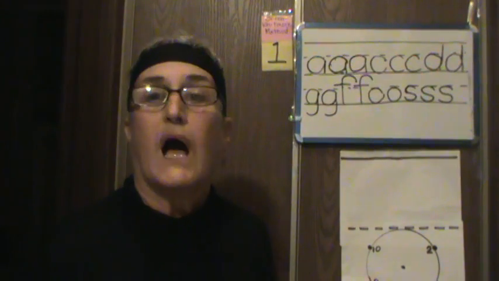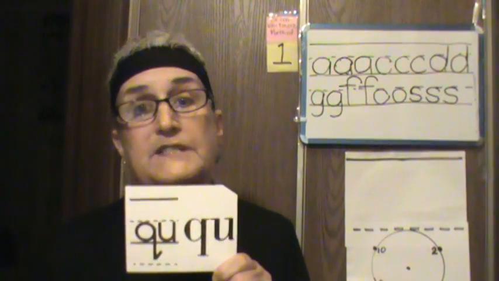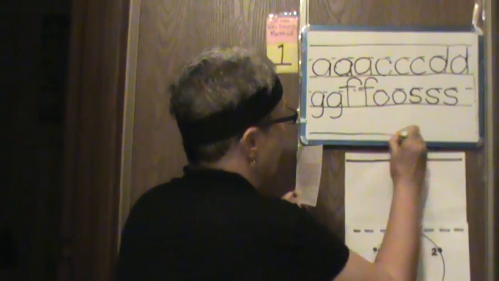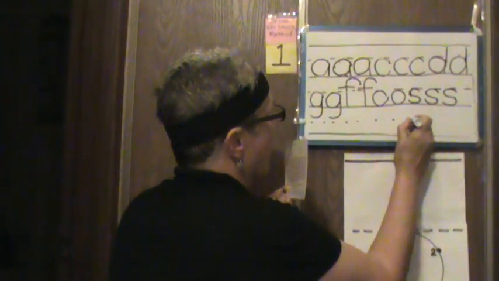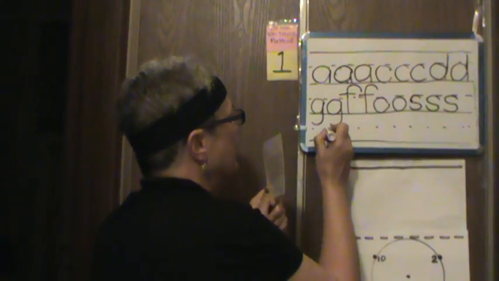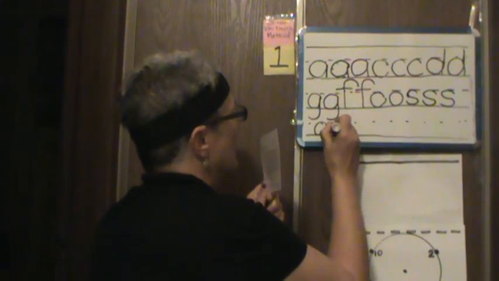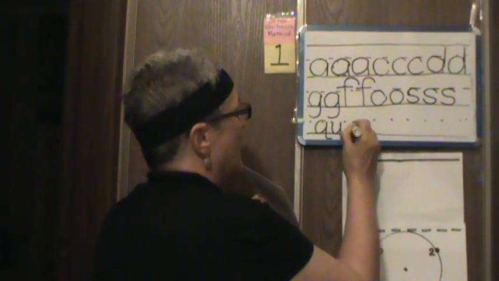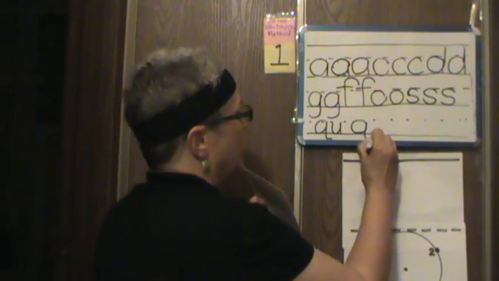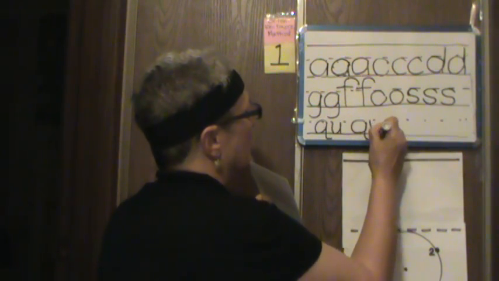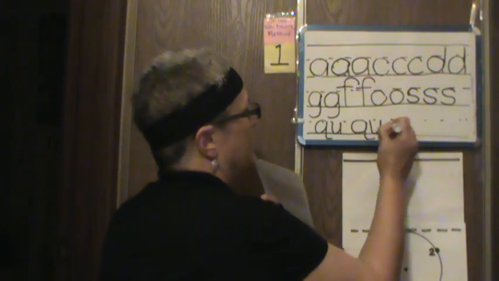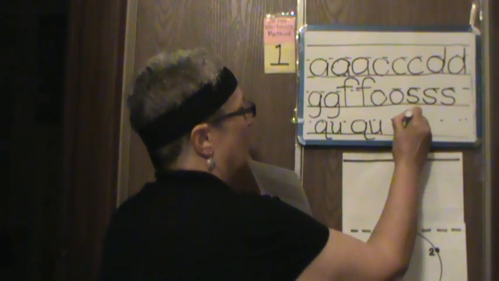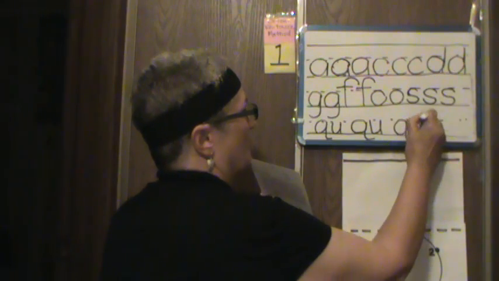Last one, qu. Qu is a 2-letter phonogram, and we have to be careful of our spacing for multiple letter phonograms. We're going to leave a space in front of qu and after. Start at 2 on the clock, go around, and your tail goes to the right, and then you have your U. Leave a space. Qu.